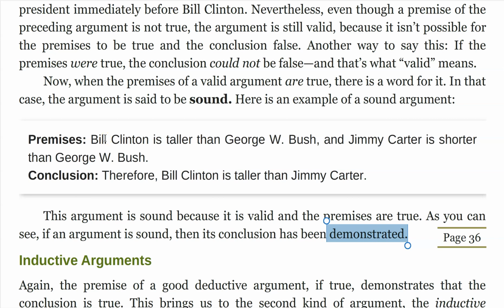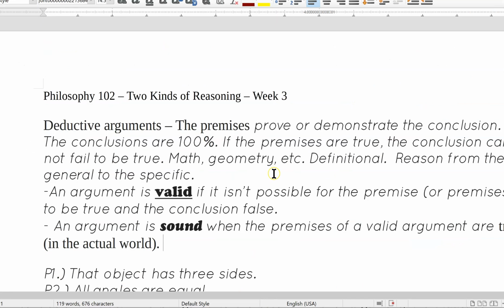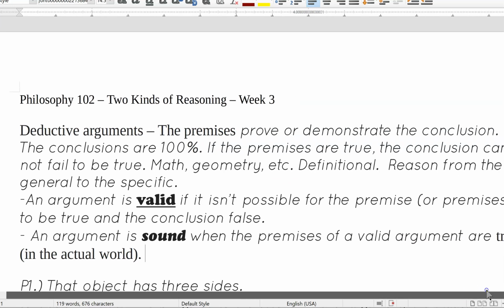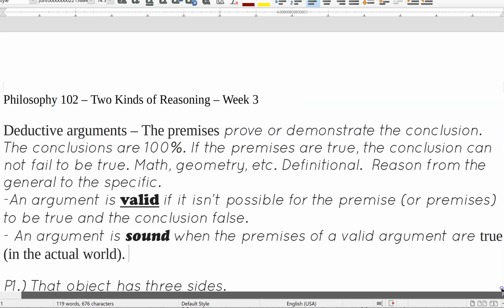Okay, so that brings us to an end of deductive arguments for now. We are going to spend a very long time with them. They're very cool. Just to go over these ideas one more time before we move on. Okay, so with deductive arguments, the premises prove or demonstrate the conclusion. The conclusions are 100%. There's no way out of them. If the premises are true, the conclusion cannot fail to be true. Some examples are mathematics or geometry.